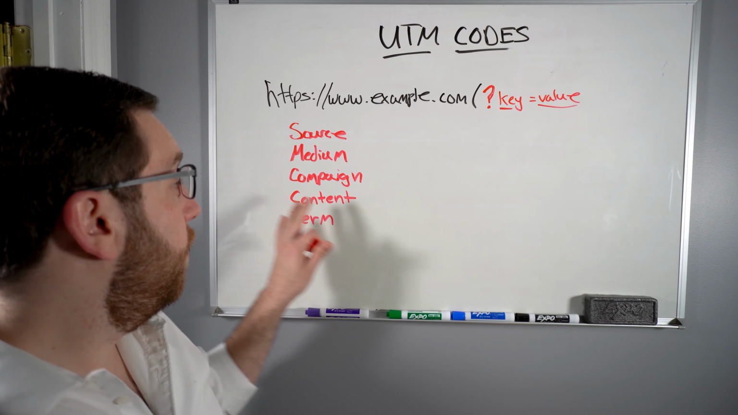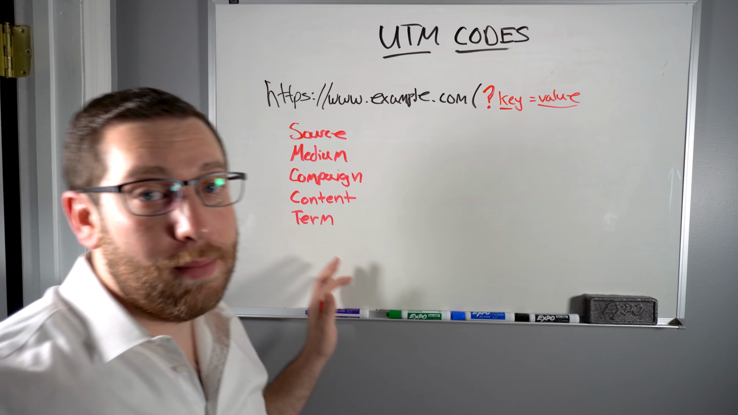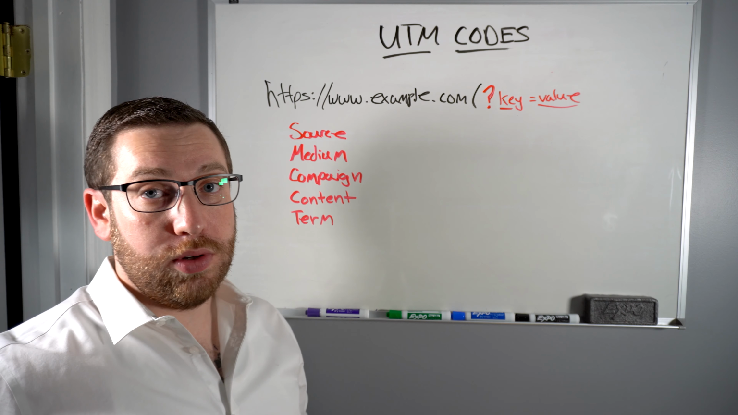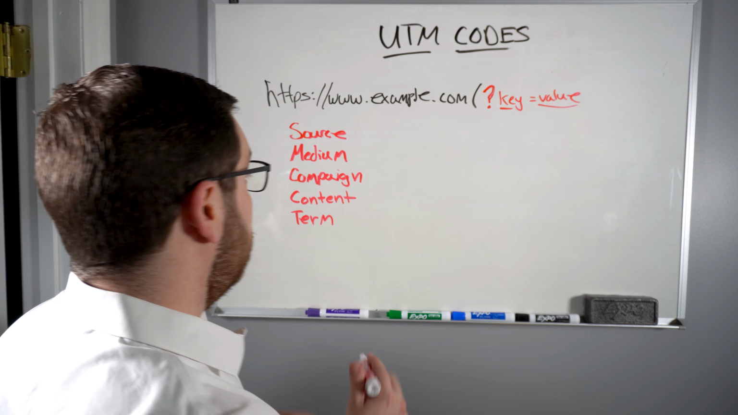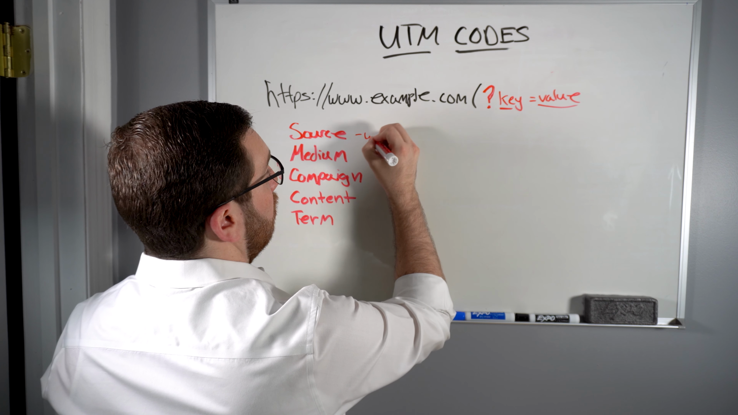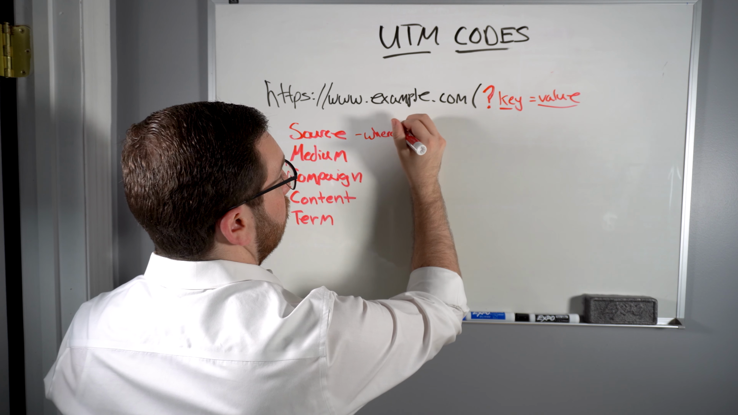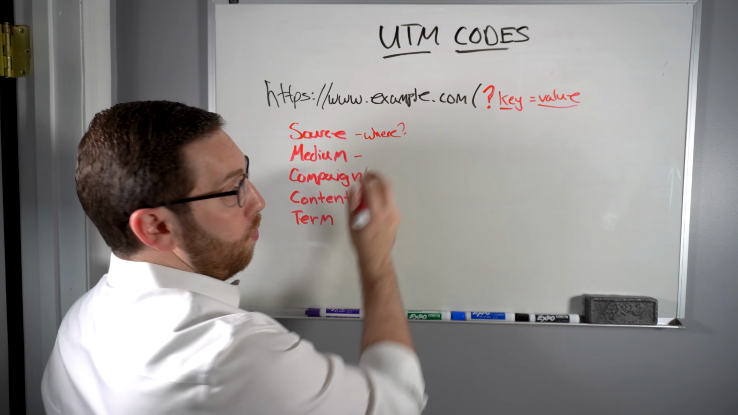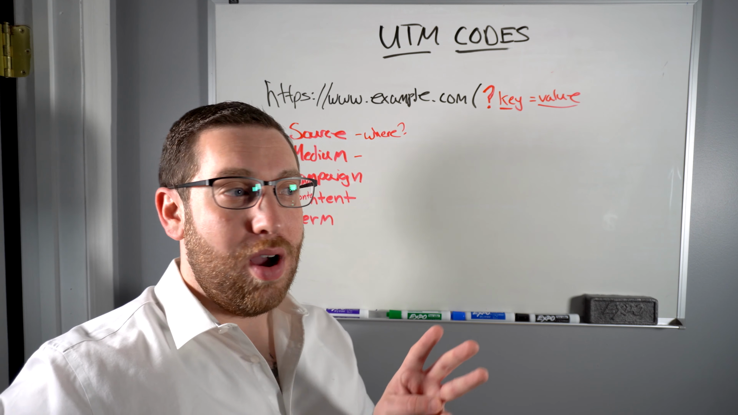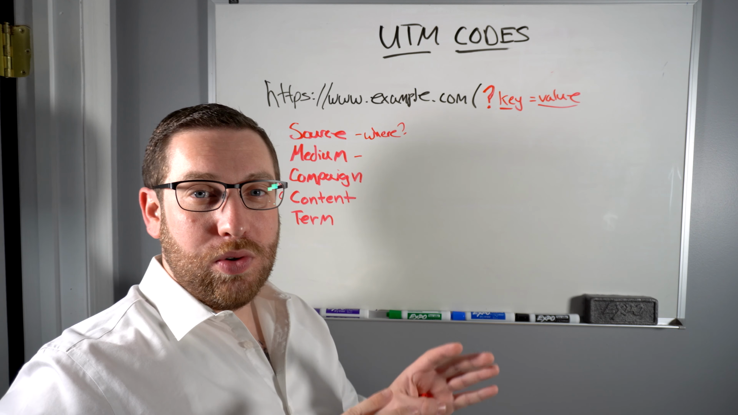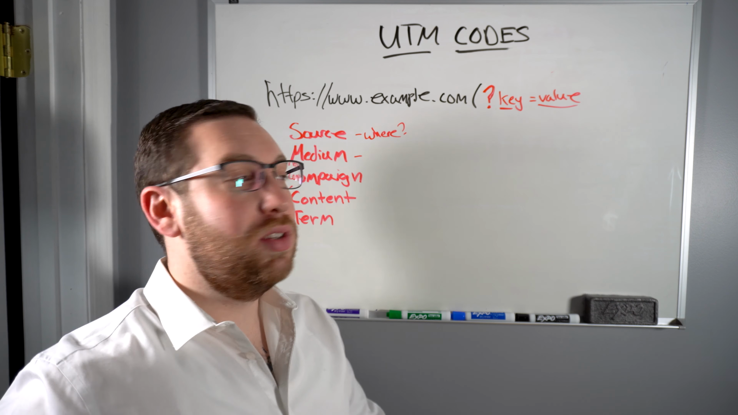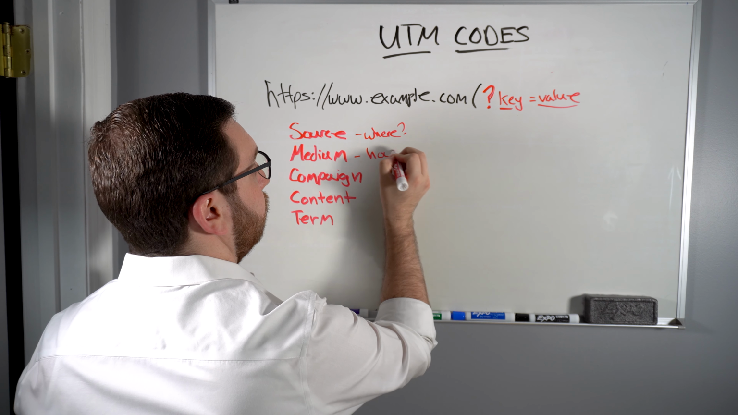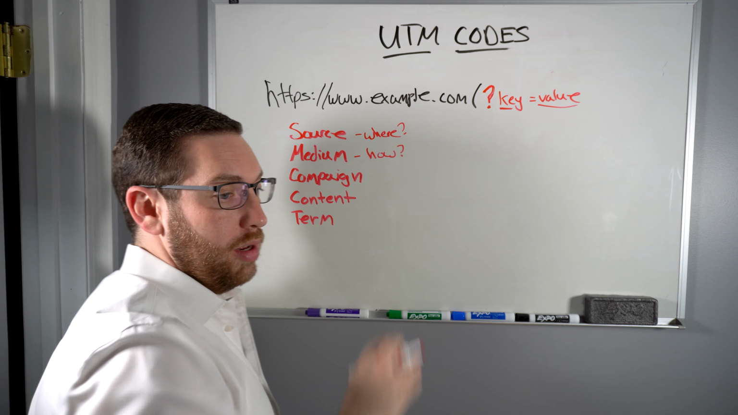These are our 5 UTM parameters that are most commonly used in advertising campaigns. Your source is where the traffic came from. The medium is what kind of channel was used to get them to click on the link. So how? That's how.